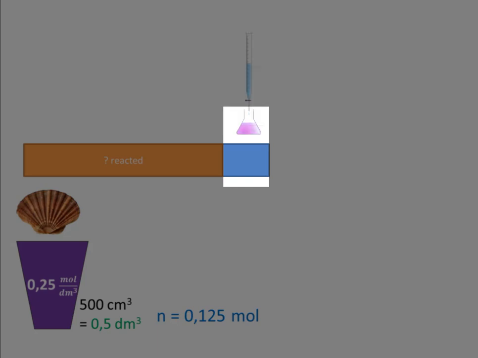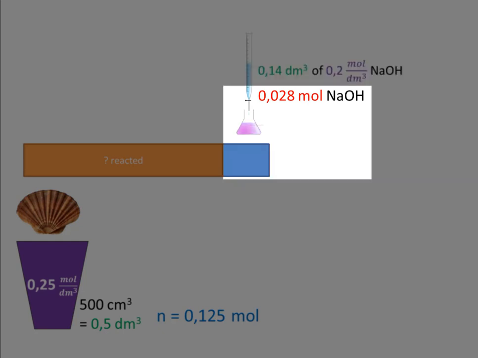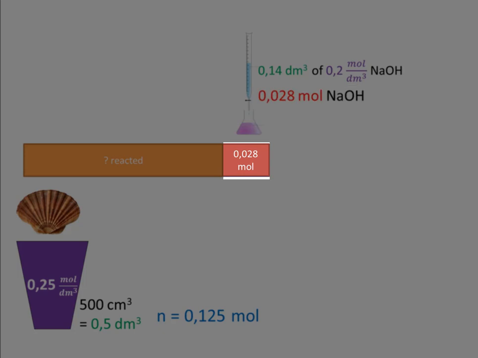We're told that this excess HCl is titrated against sodium hydroxide of a certain concentration, and we're told the volume needed to neutralize this HCl. From this information, we know the number of moles of sodium hydroxide needed to neutralize this HCl. And since we know the reaction ratio between sodium hydroxide and HCl, we can deduce the amount of HCl which reacted with the NaOH. So we now know the amount of HCl which was in excess in the shell reaction.